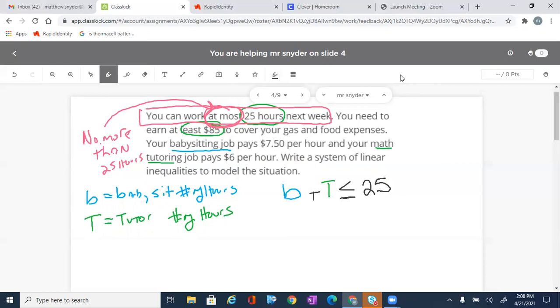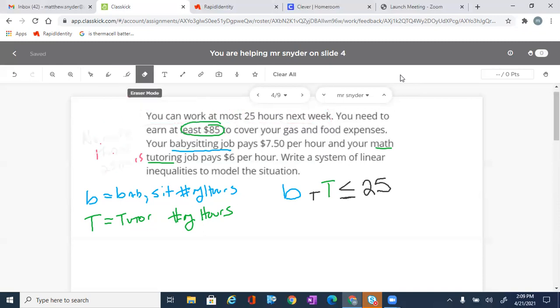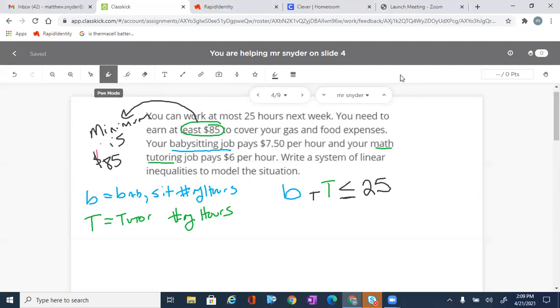The second relationship we have has to deal with the amount of money we're going to make. Based off the problem, we have to have at least $85 to cover gas and food expenses. So let's go to that phrase where it says at least $85. What that means simply is when we say at least, we are saying the minimum is $85 in order to cover the amount of money we have. So what we know is if we had $85, we have to make more than $85 or we can make equal to $85. And there's that relationship there.